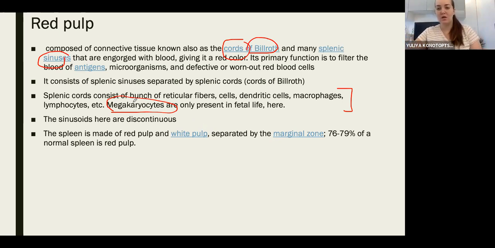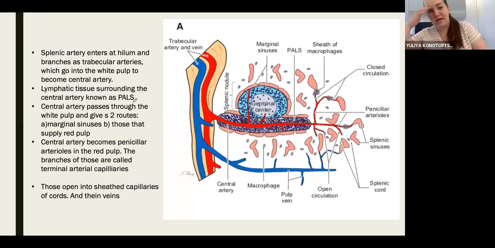Okay. So this is quite an important slide as well, because we need to understand the red pulp. How does it work? Okay, we have the splenic artery. It enters into the trabecula and gives me the trabecular artery. The trabecular artery enters into the white pulp as a central arteriole.